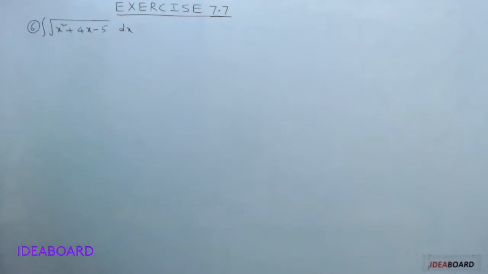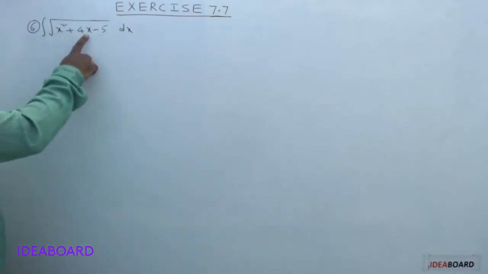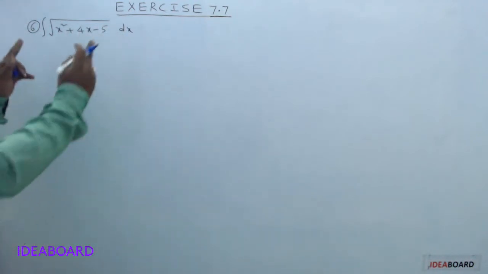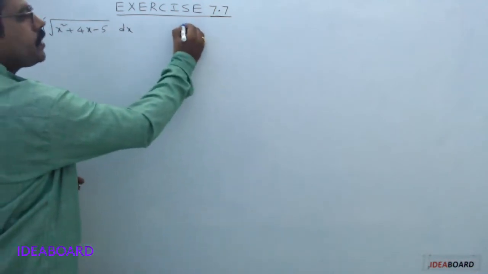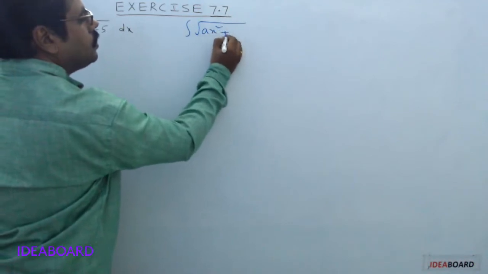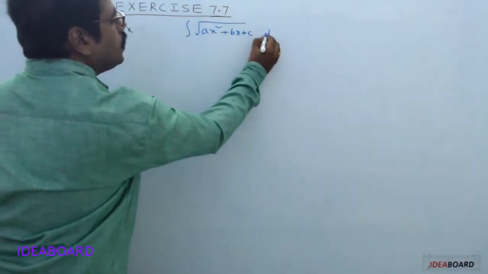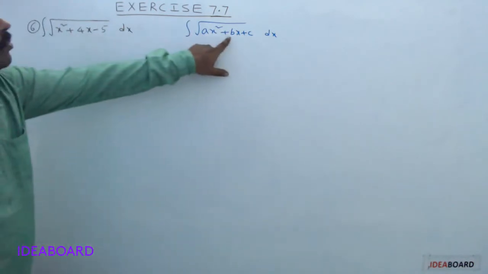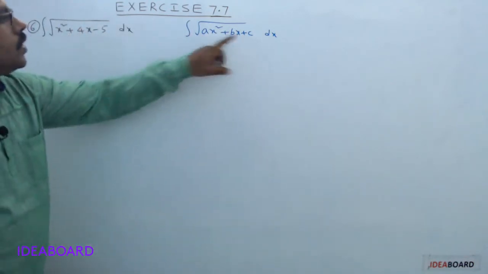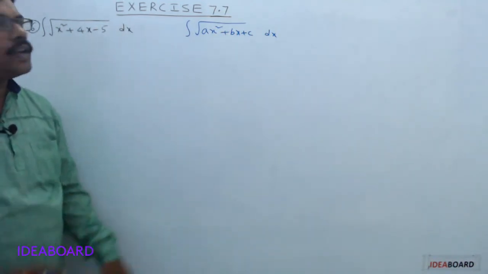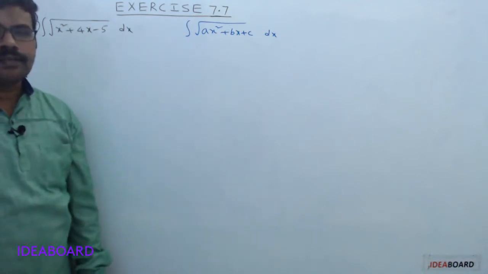Now come to the next problem. Integral square root of x² plus 4x minus 5 dx. Clearly, your given problem is of the form integral square root of ax² plus bx plus c dx. Here a value is 1, b value is 4, c value is minus 5. Now what is the procedure to evaluate this type of integrals?